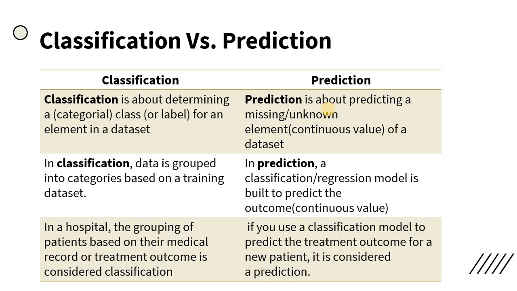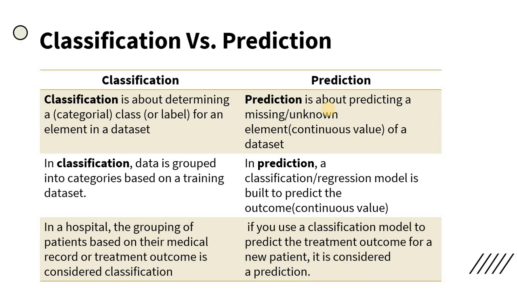In a hospital, grouping patients based on their medical records or treatment outcome is considered classification, while prediction means if you use a classification model to predict the treatment outcome for a new patient, it is considered prediction. Based on symptoms, we are predicting the disease, so it is a prediction process. So this is the difference between classification and prediction.